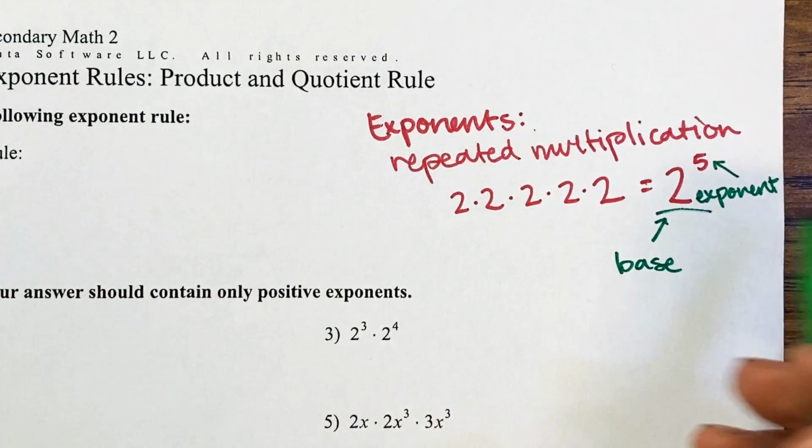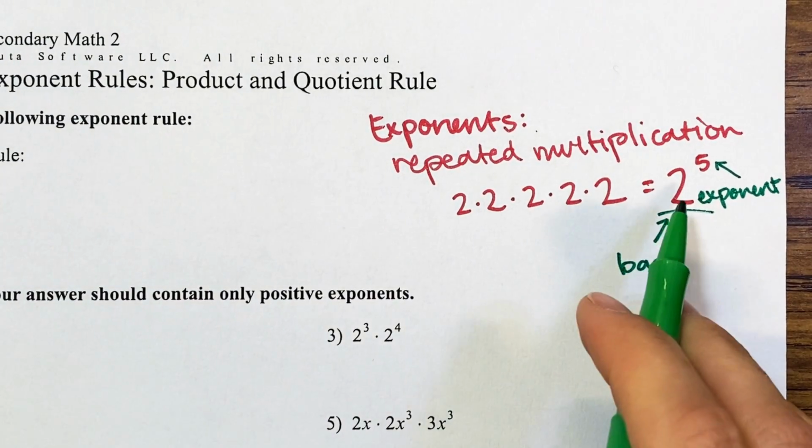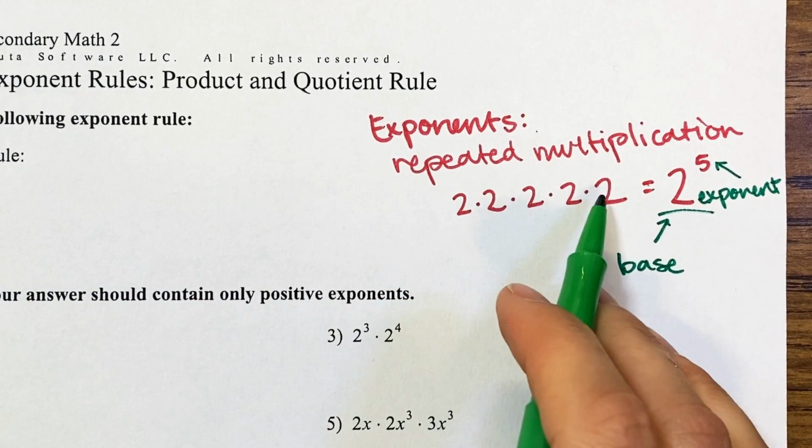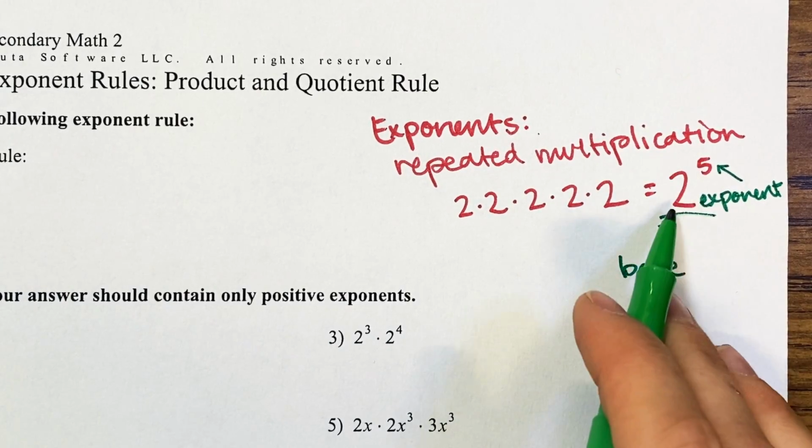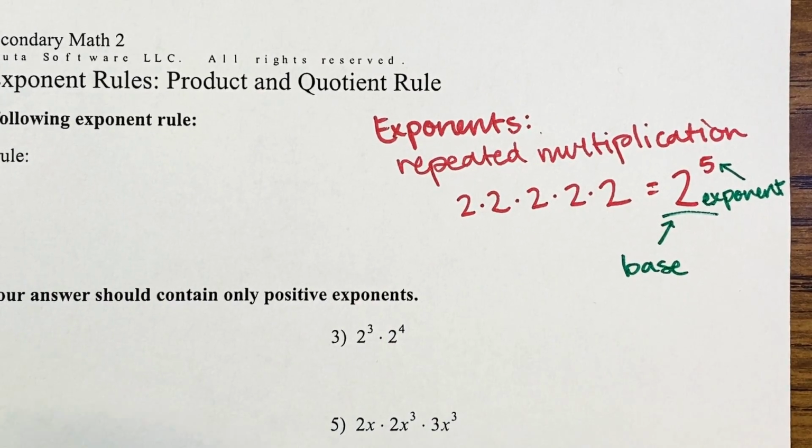Okay, so we're going to have to know those. We have our base, which is 2. That's what's being multiplied repeatedly. And then our 5, the little 5, that's our exponent. So 2 to the 5th power.